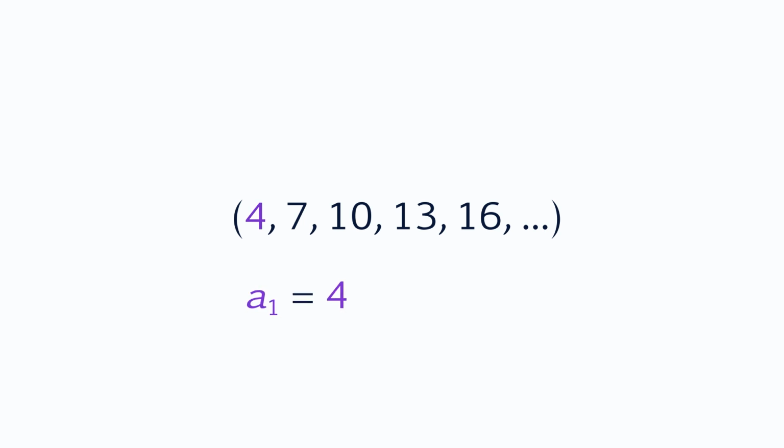Let's look at an example to further our understanding. Consider this infinite arithmetic sequence: 4, 7, 10, 13, 16, and so on. The first term, a1, is 4, and each consecutive term is the previous term plus 3. So, the common difference, labeled c, is 3.